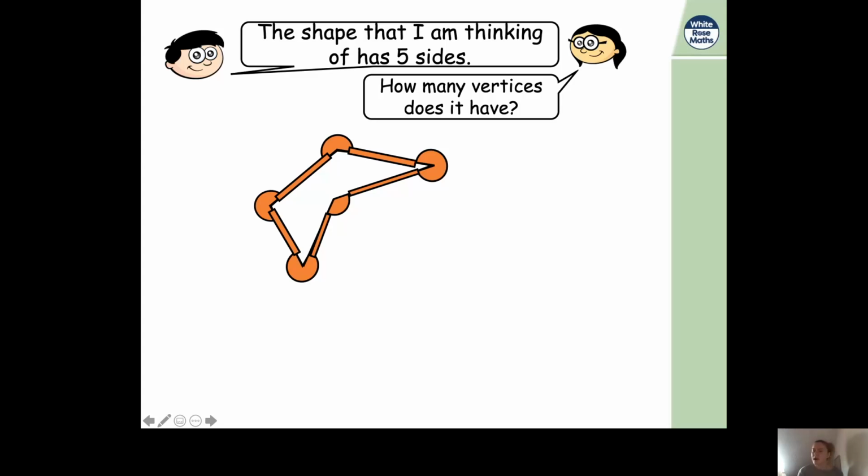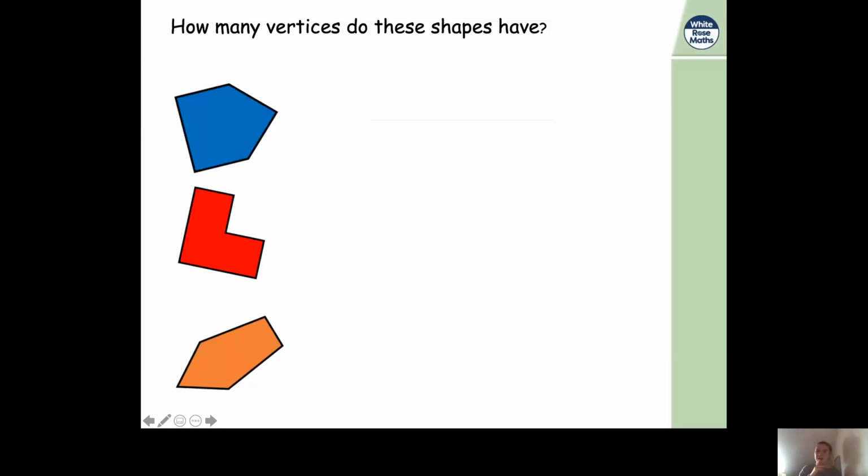So how many vertices does this shape have? Well, we've got 1, 2, 3, 4, and then we have our vertex that's pointing inwards, which is 5. So our pentagon has 5 sides and it has 5 vertices. Fantastic. Well done if you got that right. Now here we have a question. How many vertices do each of these shapes have? We're going to look at the first one together.